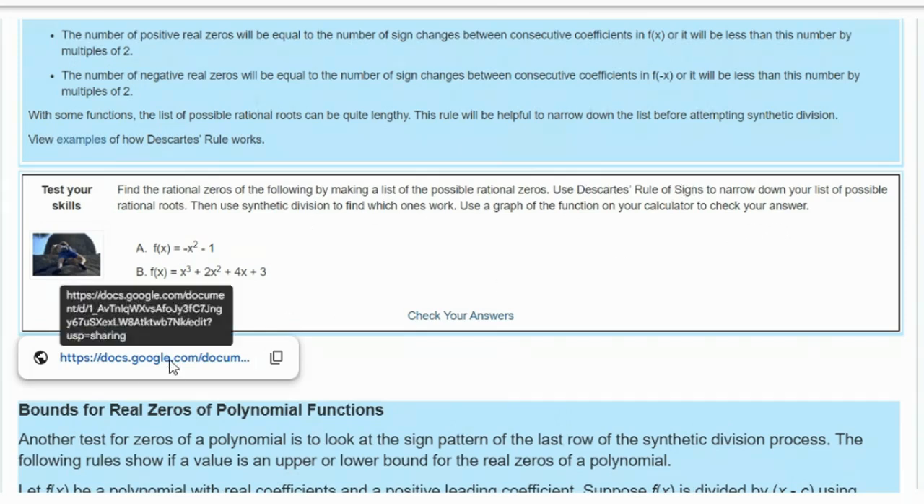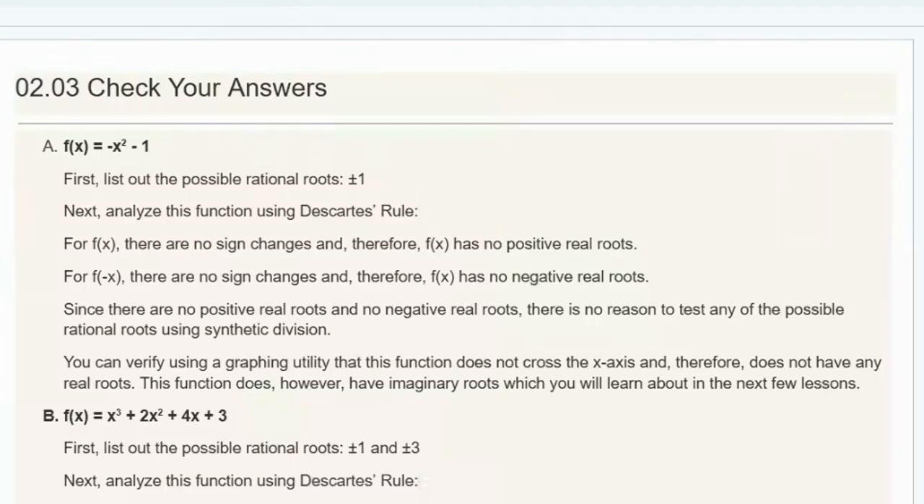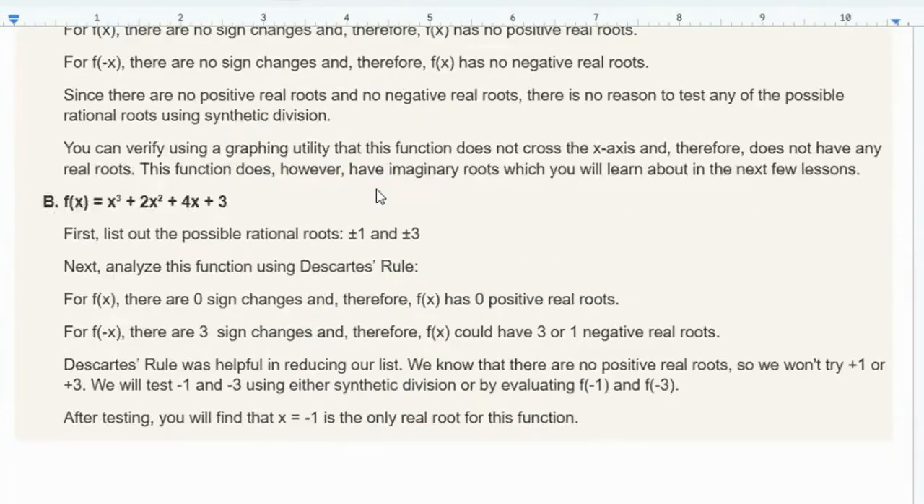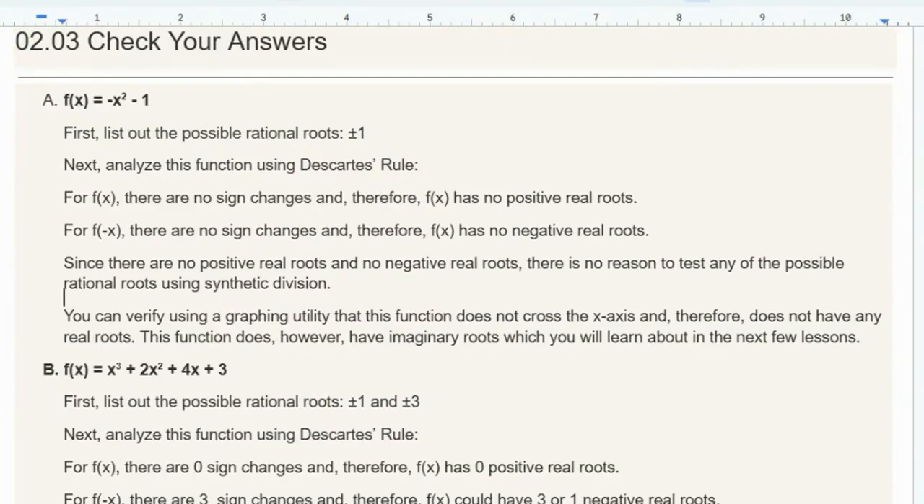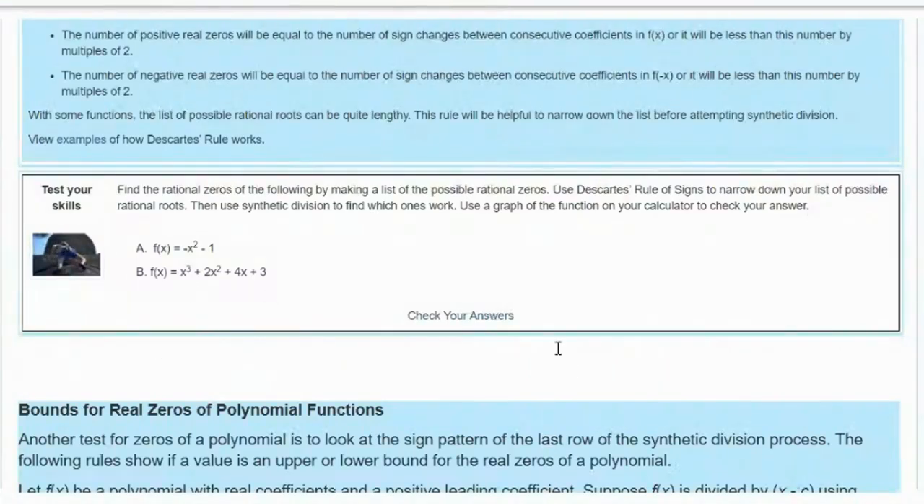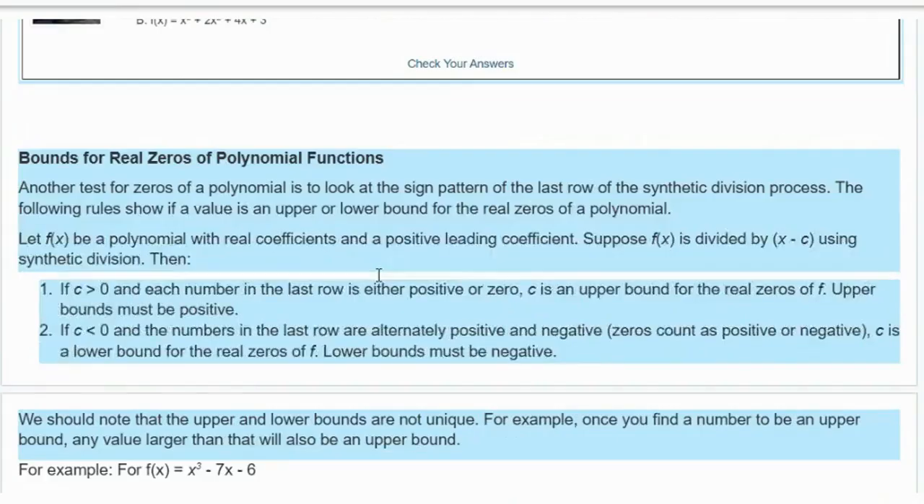So I've got a check your answers right here. If you want to do those to see if you know what you're doing, there's the answer key on that. So we won't do one of those in class in the interest of time. Let's look at what else we got.